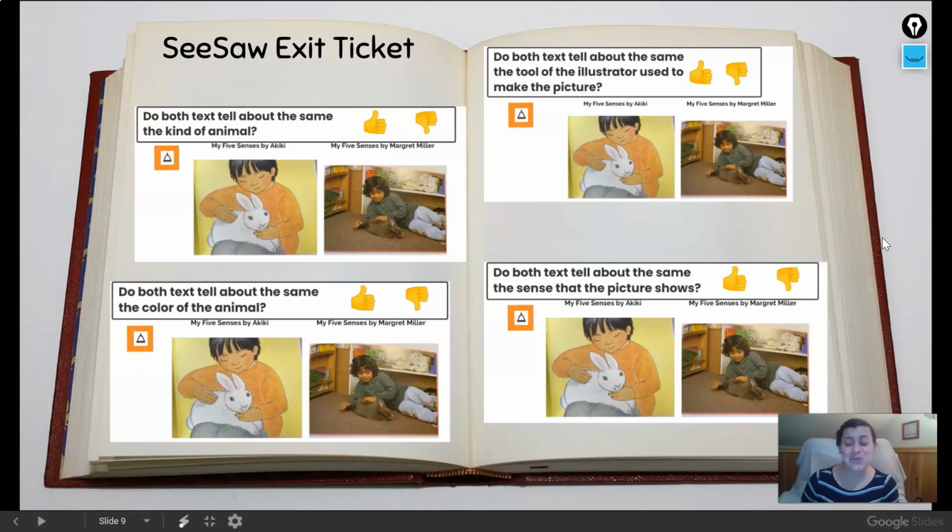All right, it was great comparing our 2 texts of My 5 Senses. We were able to see that the author and the illustrator, they use similar objects to help us better understand our 5 senses. Remember, sometimes illustrators draw pictures, and some illustrators use photographs from cameras.